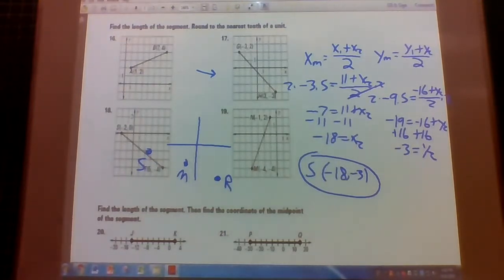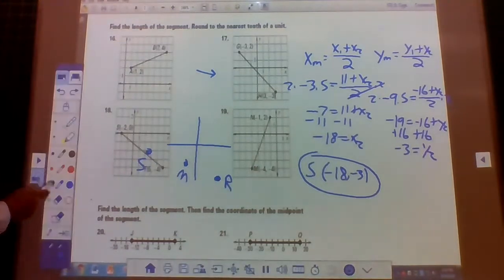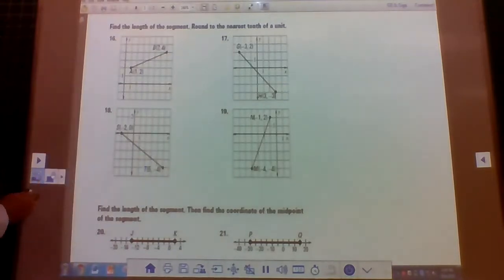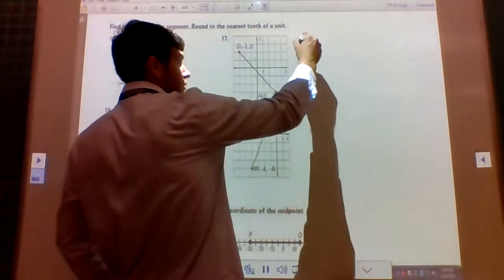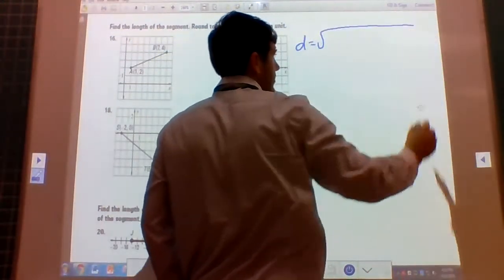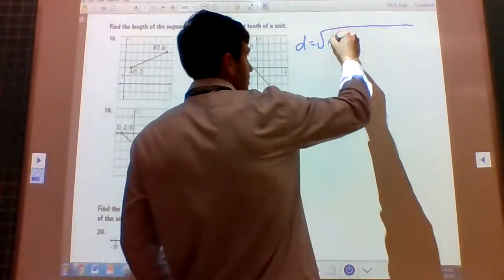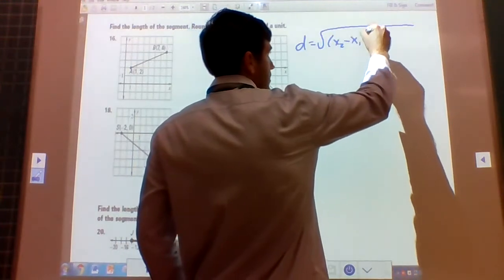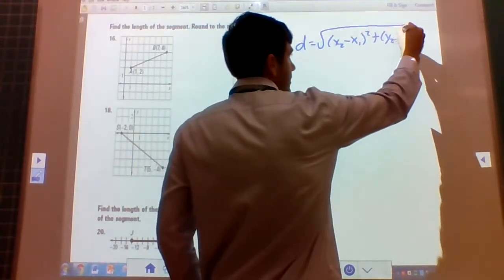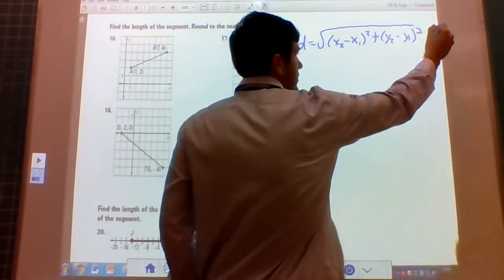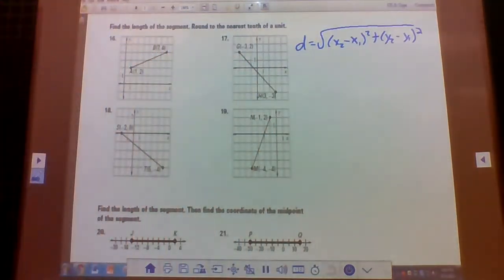All right, the length of the segment. So here we're using the distance formula to find the length of these segments. So our distance formula is the square root of the change in x squared plus the change in y squared. So x2 minus x1 squared plus y2 minus y1 squared. So change in x squared plus change in y squared.